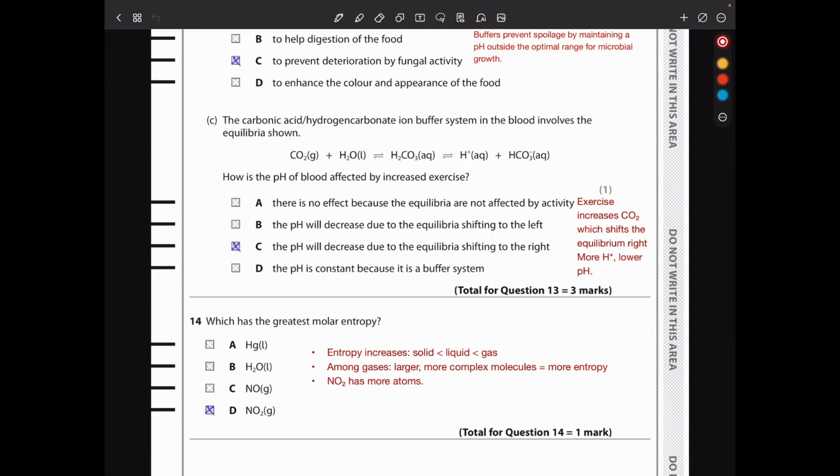In part C, said hydrogen carbonate ion buffer system in the blood involves the equilibrium shown. How is the pH of the blood affected by increase in exercise? During exercise, carbon dioxide is released, so more of it shifts the equilibrium position to the other side.